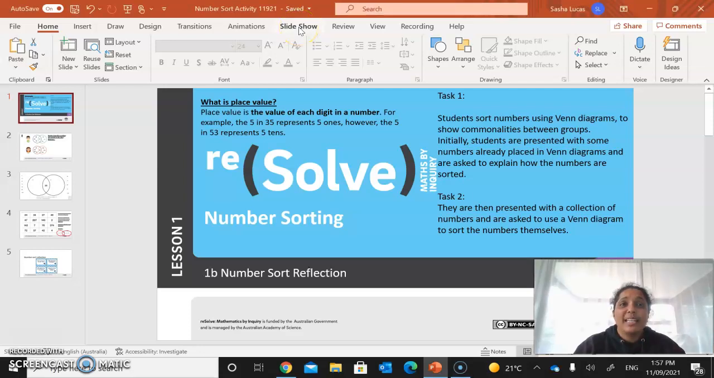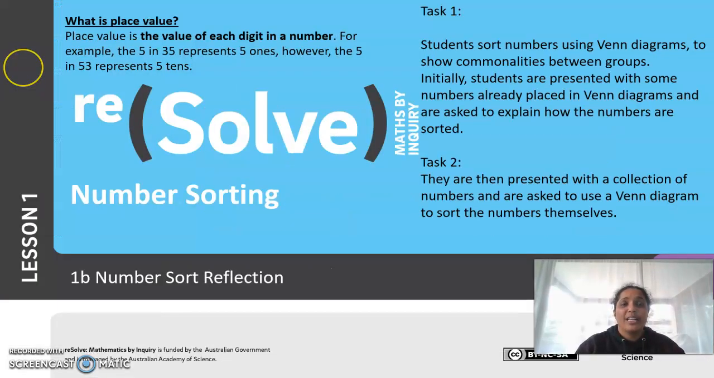Today we are going to be learning about place value. Now, place value is the value of each digit in a number. For example, the number 5 in 35 represents 5 ones. However, the number 5 in 53 represents 5 tens. If I had to continue and make the number 530, the number 5 would represent 5 hundreds.